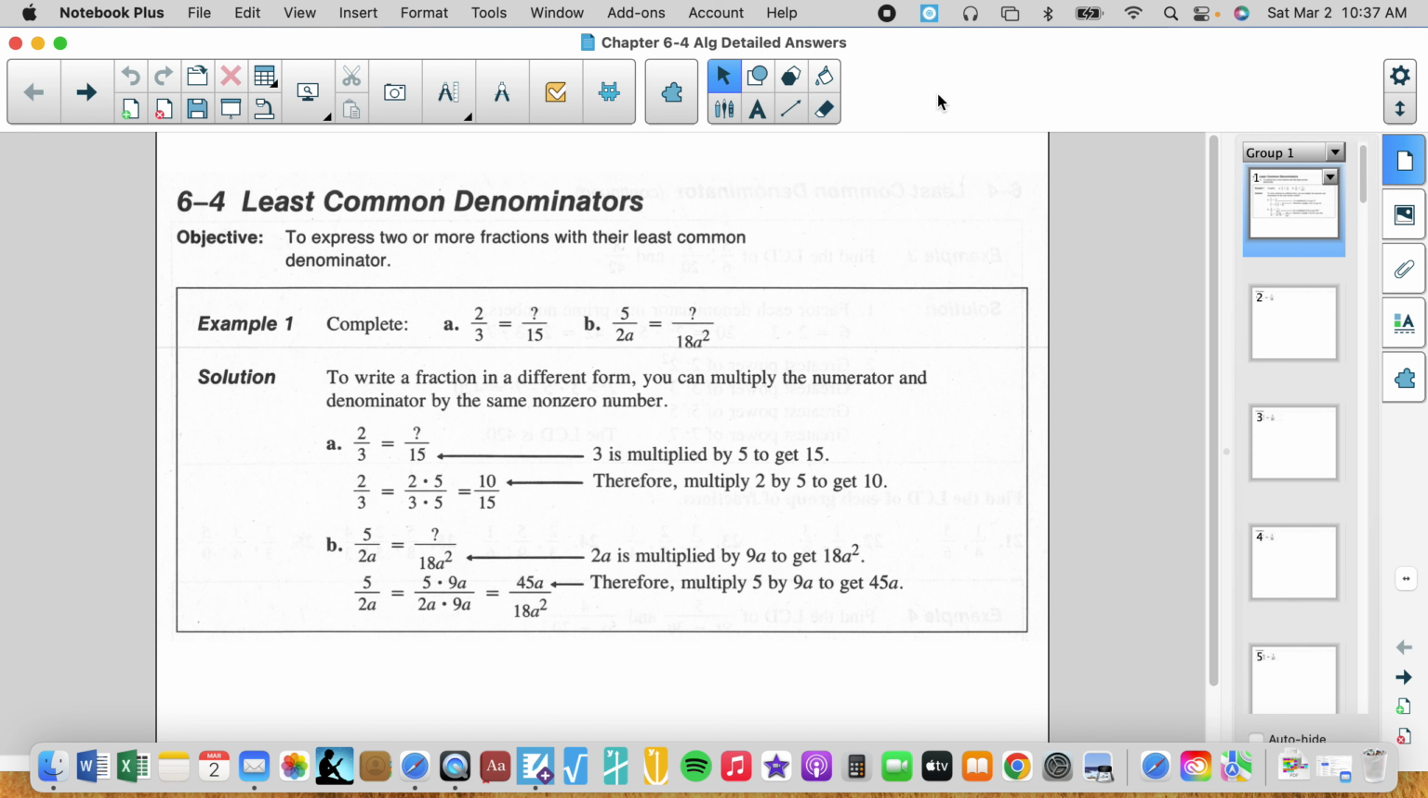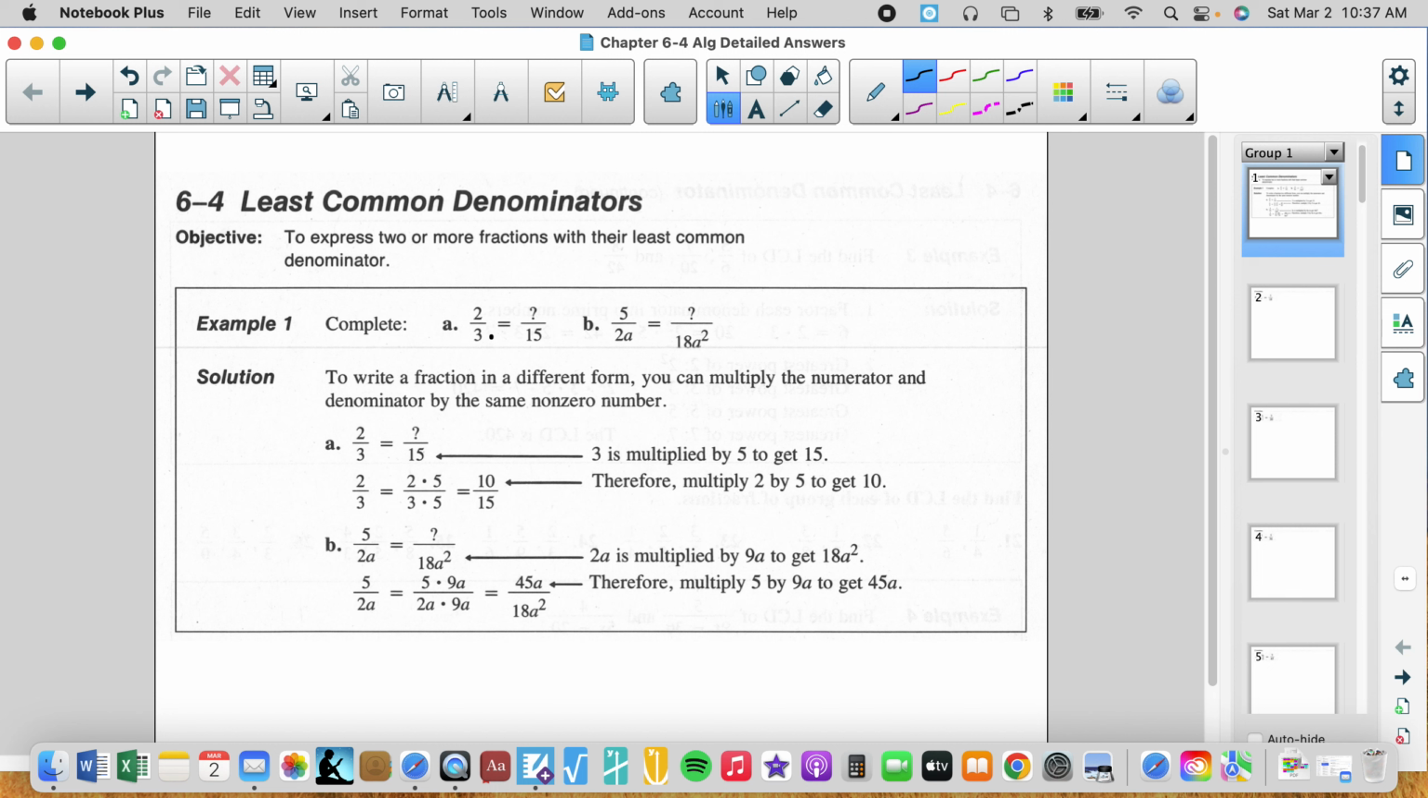You are finding a common multiplier. Well, you're finding 3 times what equals 15. 3 times 5. So if I want to keep this equivalent, I have to multiply by a value of 1. So what has a value of 1 that has 5 in the denominator? 5 in the numerator, 5 over 5.